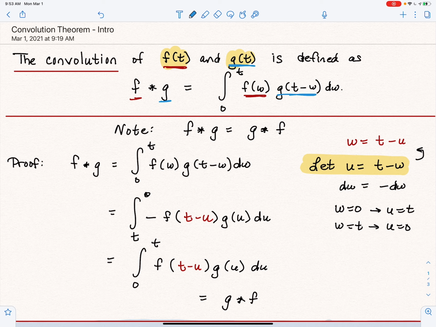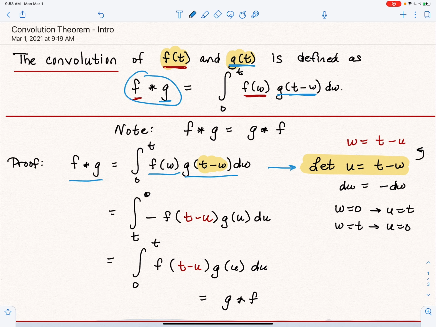Meaning that f star g, that's the notation we use for the convolution, is equal to g star f. So we start off with f star g, by definition, the integral from 0 to t of f of w, g of t minus w dw. So I'm going to make a substitution. It's going to turn this into a single variable. So I'm going to use the letter u. Let u equal t minus w, which means du is equal to negative dw. Remember, it's a dw integral, so all of my derivatives are with respect to w.